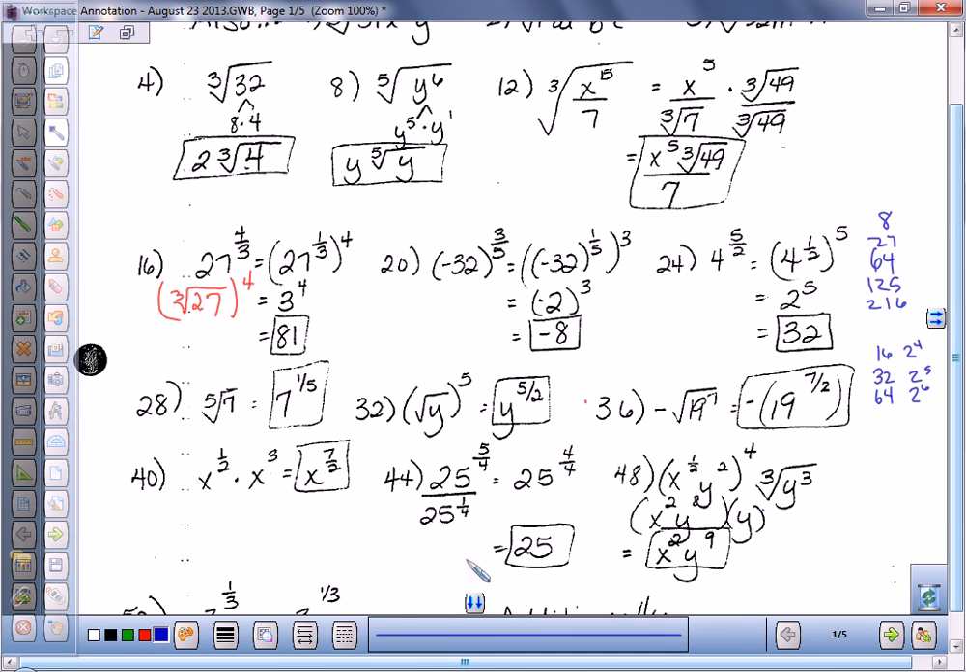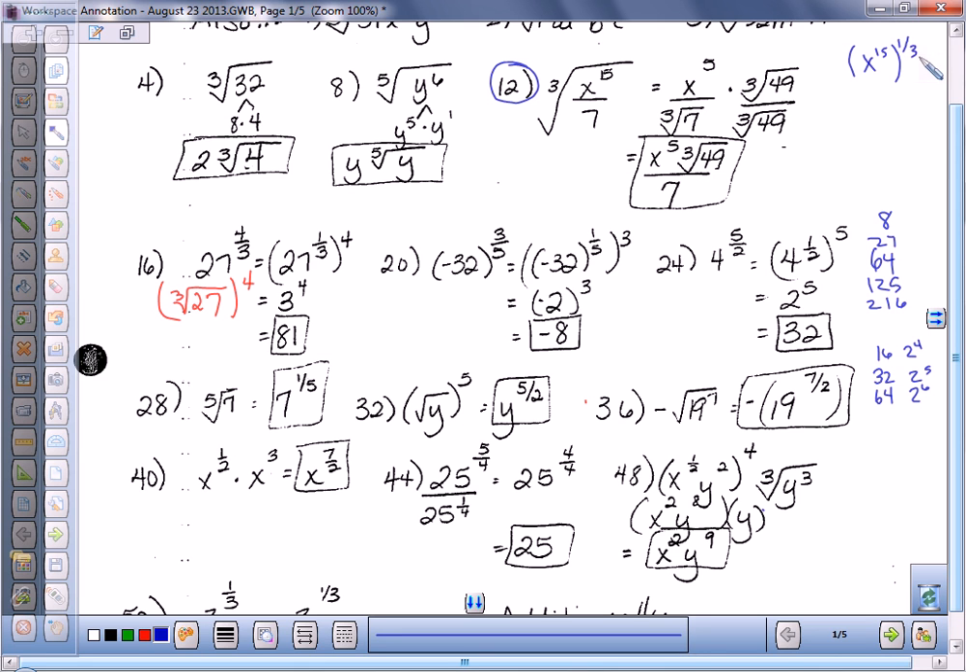All right. Okay, Jocelyn. 12. Excellent. Okay, so let's take a look at 12. We went over that one last period too. That was a good one. Okay, the top worked out pretty nicely for us because it's a cube root of x to the 15. And the way we talked about it was, remember that a cube root is the same as the 1/3 power. So I'm basically taking the 15 and dividing it by 3.